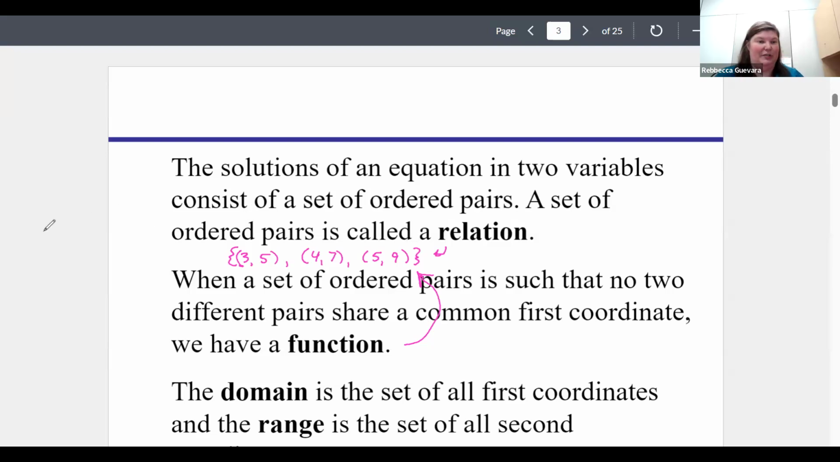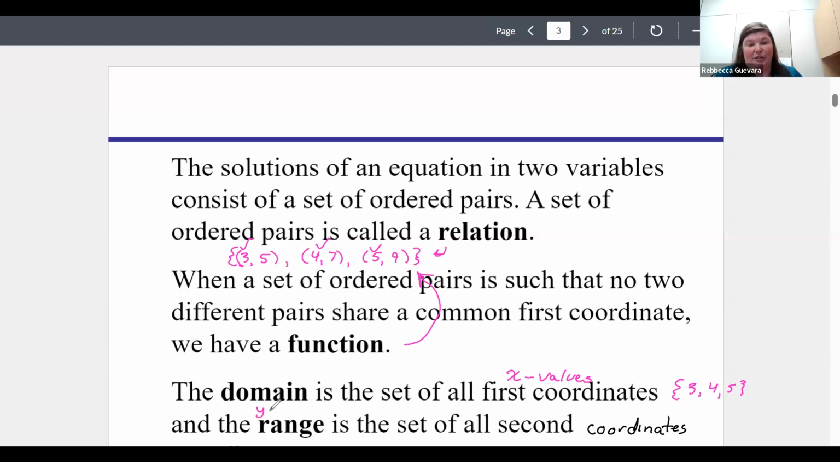So this word didn't show up here, so let me write it here. The domain is the set of all first coordinates, and the range is the set of all second coordinates. That word got cut off at the bottom of my screen. So what I mean by that is my first coordinate, that's going to be all your x values. And my set is going to be 3, 4, and 5. Those are all my x values of the first coordinate of each ordered pair.